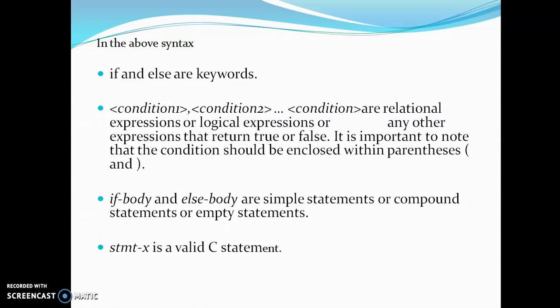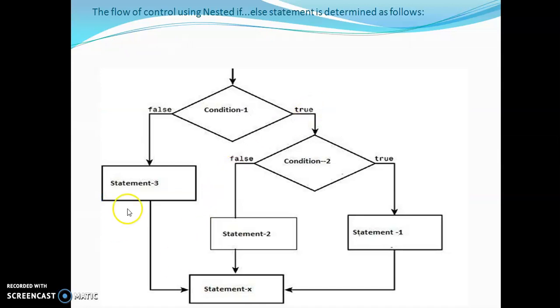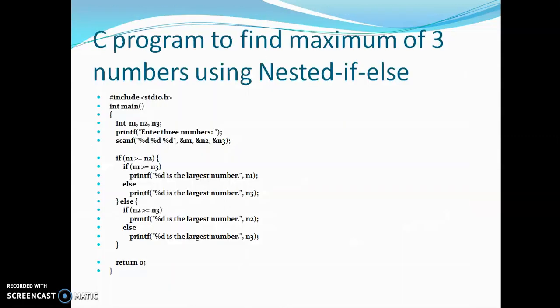So we know that if and else are the keywords, and this is the flow, exactly what I have explained: condition 1, condition 2, and condition 3. If condition 1 is true, it cross-checks condition 2. If both conditions are true, then statement 1 is executed, or else if condition 1 is true and condition 2 fails, then statement 2 is executed. If condition 1 itself fails, then we check condition 3. If it is true, then statement 3 is executed, or else statement 4 is executed by the compiler.